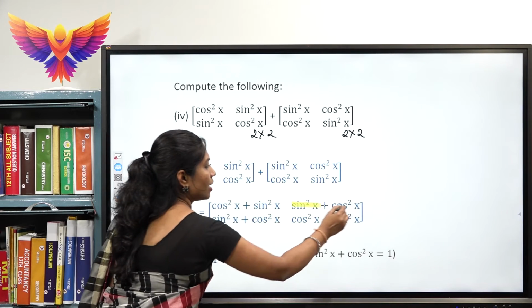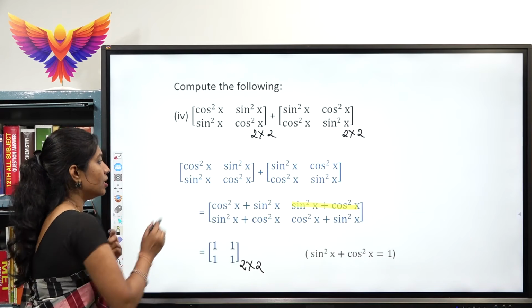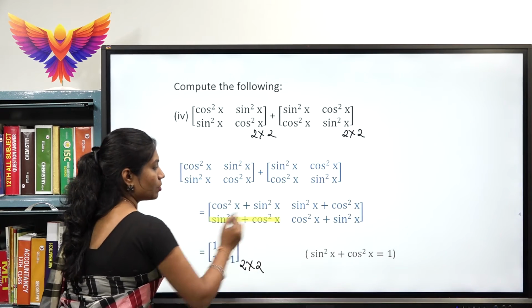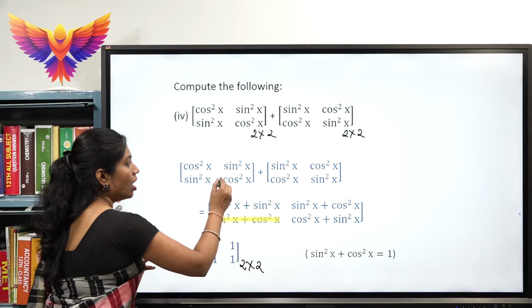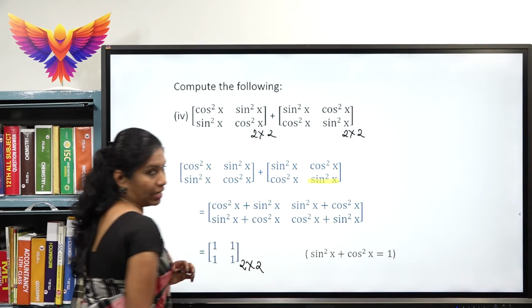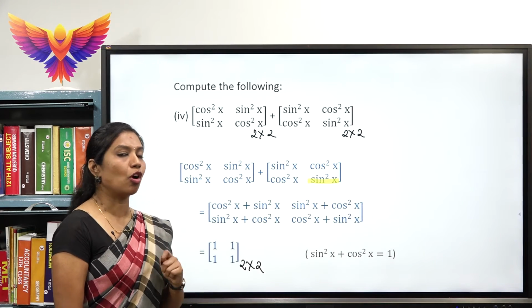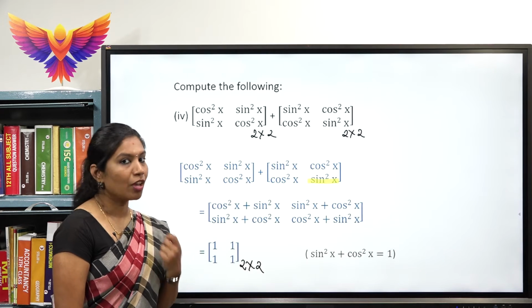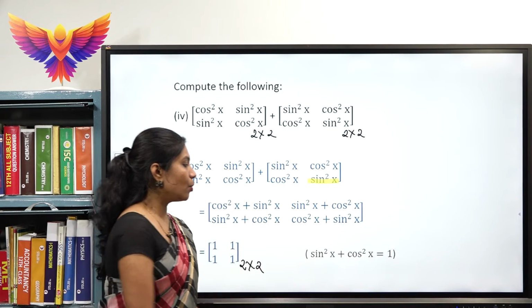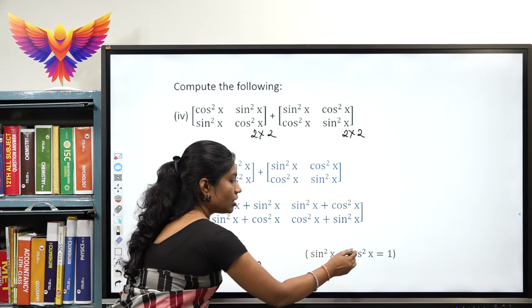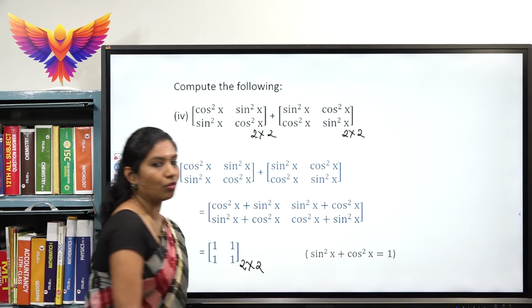So, I will be getting it as sin square x plus cos square x here. Similarly, sin square x plus cos square x, again sin square x plus cos square x. Same way, cos square x plus sin square x again here. You all would have studied in your trigonometry part, there is something called identities of trigonometry. What does it say? It is sin square x plus cos square x is equal to 1.